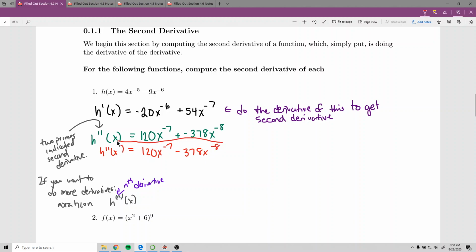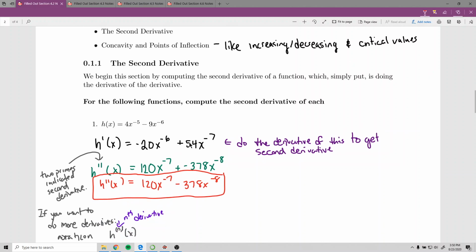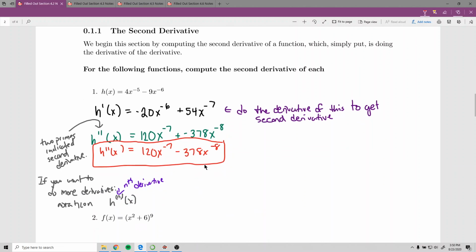All right, so really what we're going to be doing in the second part and in most of this section is we're going to do the second derivative. That's what's going to be related to this concavity and points of inflection stuff. And then we're going to figure out the concavity and points of inflection exactly like we did increasing, decreasing, and critical values of the last section. So that's really going to be the only difference.